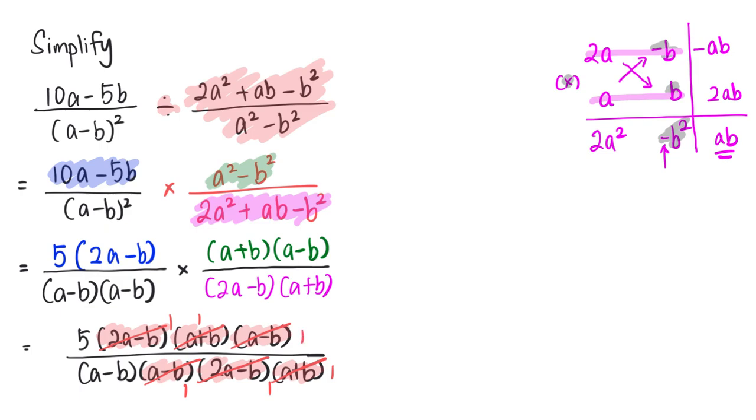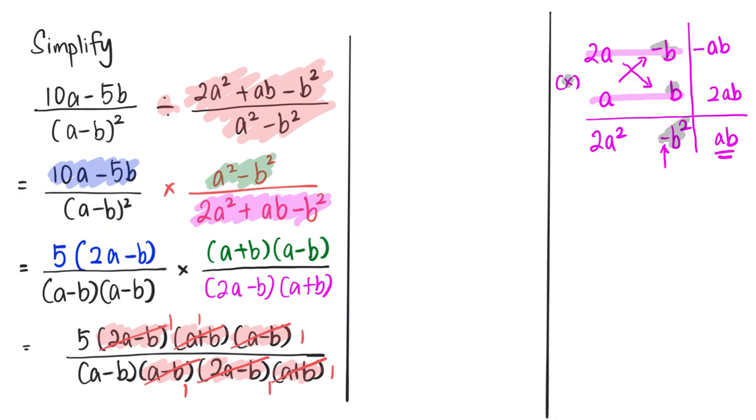And so the final answer for this problem would be equals to, the top is 5 times 1 times 1 times 1. Yep, it will be equals to 5 over a minus b. Alright, you could write a minus b as it is, or you could also write as a bracket. It's perfectly fine.